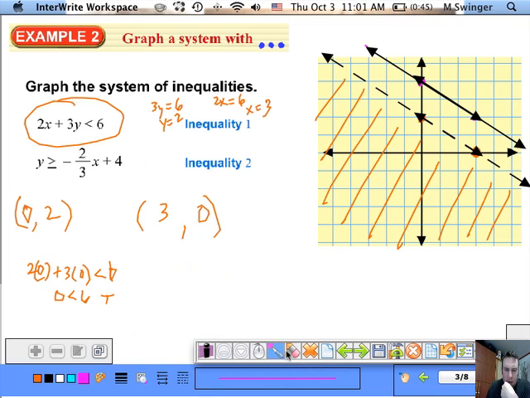Let's shade this one. Shading purple. So is 0, 0 a solution or not? 0 is greater than or equal to 0 plus 4. That is not a solution. So this is not a solution, which means I shade up here.